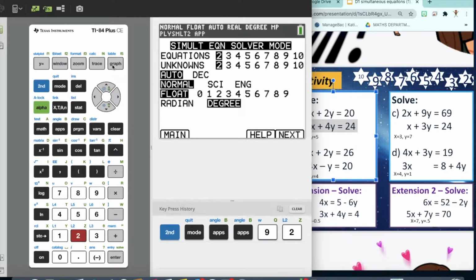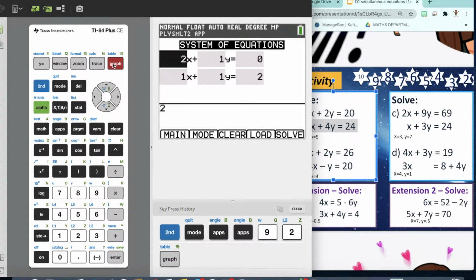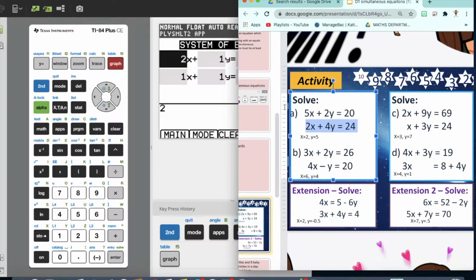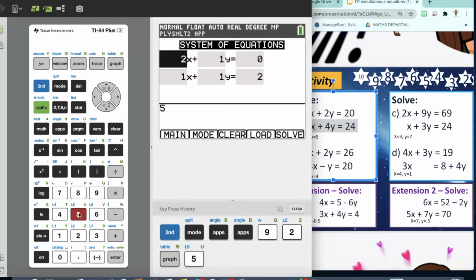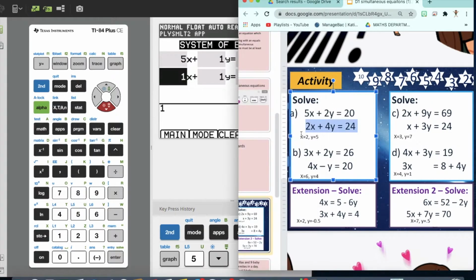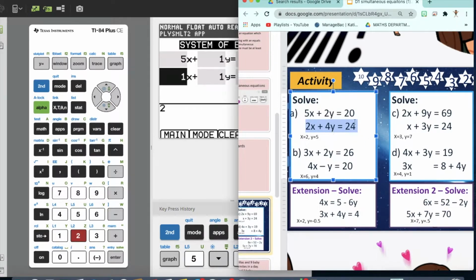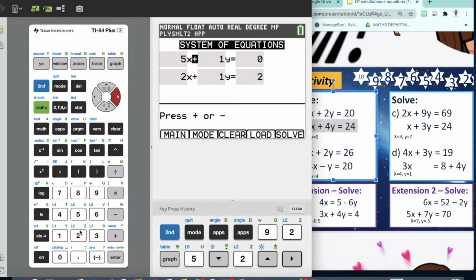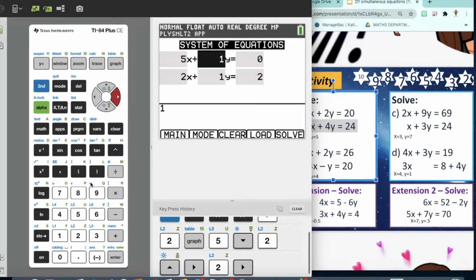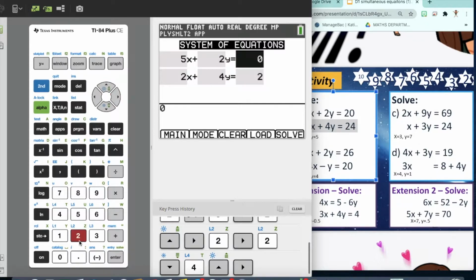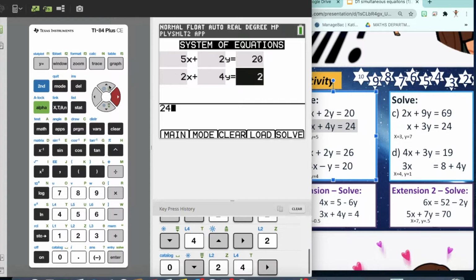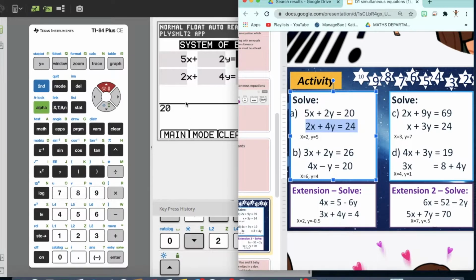We need to press next, which is going to be the graph button, and then we need to type in the equation. What we do is we write 5 because it's 5x, this one's 2x, and then we need to change the other two variables to 2, 4, 20 and 24. 2 is clearly going to go here, 4 at the bottom, 20 on the right hand side and 24 at the bottom. Double check it's correct. Indeed it is.